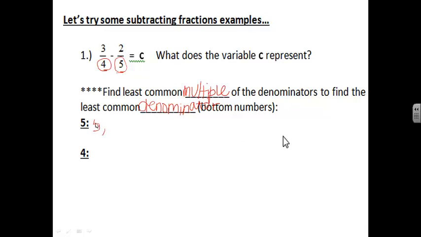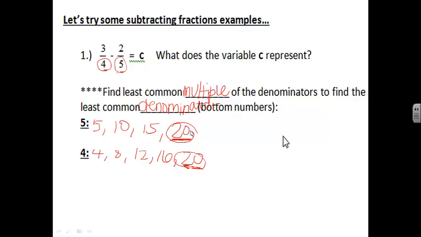Okay, 5, 10, 15, 20. Okay, do I need to go any more? Well, I see one that I know 4 can go into. So let's start naming our 4. So we have 4, 8, 12, 16, and then we have 20, okay, right? So what's the least common? Well, none of these match, but when I get to 20, these are my least common multiples. Now, Miss Hitchcock went over this with you when you added and subtracted. So we're doing the same thing here. So this gives you more practice for adding also.